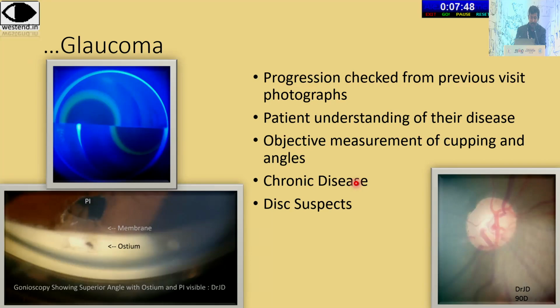And you can check progression. So you take disc photographs, you can check progression. If you have any hemorrhages, disc hemorrhage, you can check the progression. And you can tell the patient, see, this is what disease you have. Give them a photograph immediately on their phone. The doctor-patient rapport is so much better when you have that understanding.